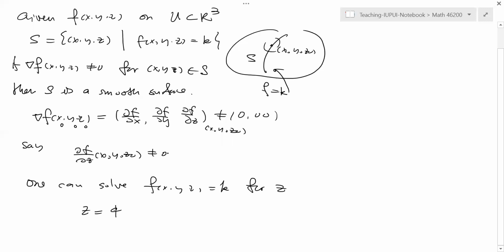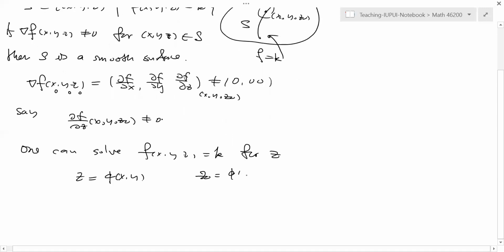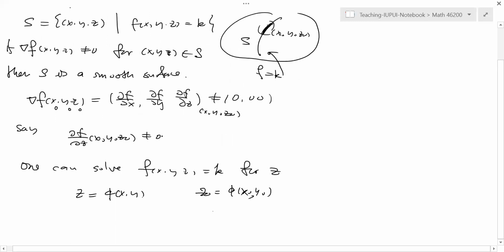And then you can get z is going to be some function, phi, such that the portion of the surface is the graph of phi. Solve for z for x, y close to that point.